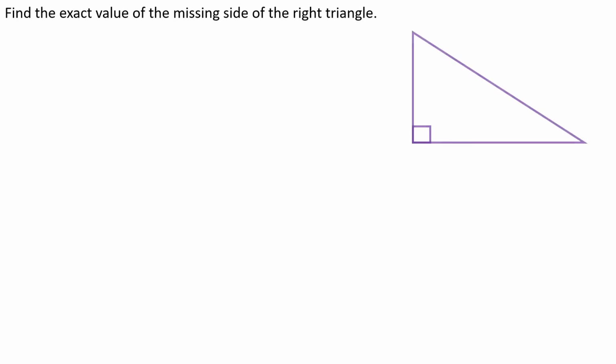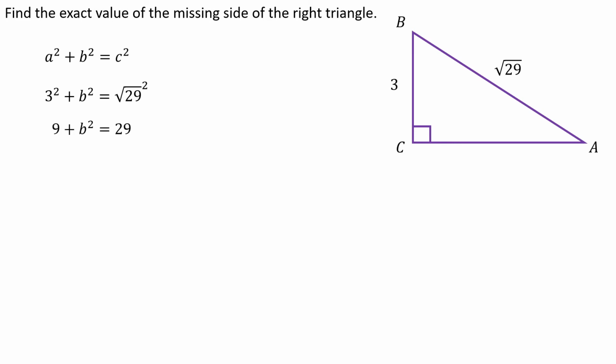Fast forward to what we were doing last chapter. Let's see if these square roots come into play. Oh my goodness, sometimes they do. If I'm asked for an exact value, I do not want some weird decimals coming out of that square root symbol. I will always start by writing a squared plus b squared equals c squared. Get that down on paper first. Plug in the numbers in the appropriate locations. Square root of 29 squared becomes plain old 29.